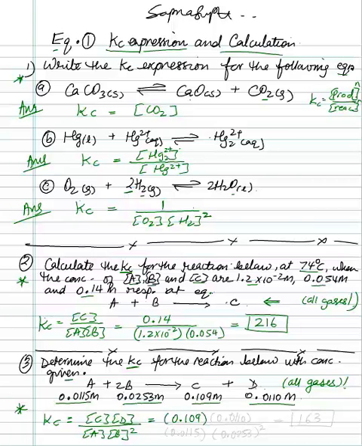So 0.109 for C, 0.0110 for D, A is 0.0115 molar, and then B is 0.0253 molar, and then you're going to square that and use your calculator, and hopefully you will come up with the answer of 163 for this one. So keep it simple, write the Kc expression and then do the calculation properly.